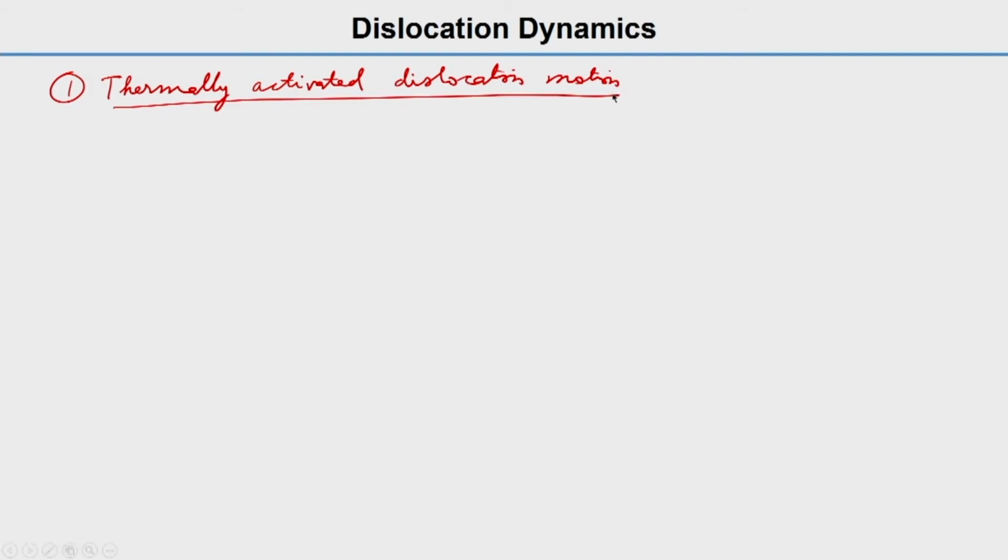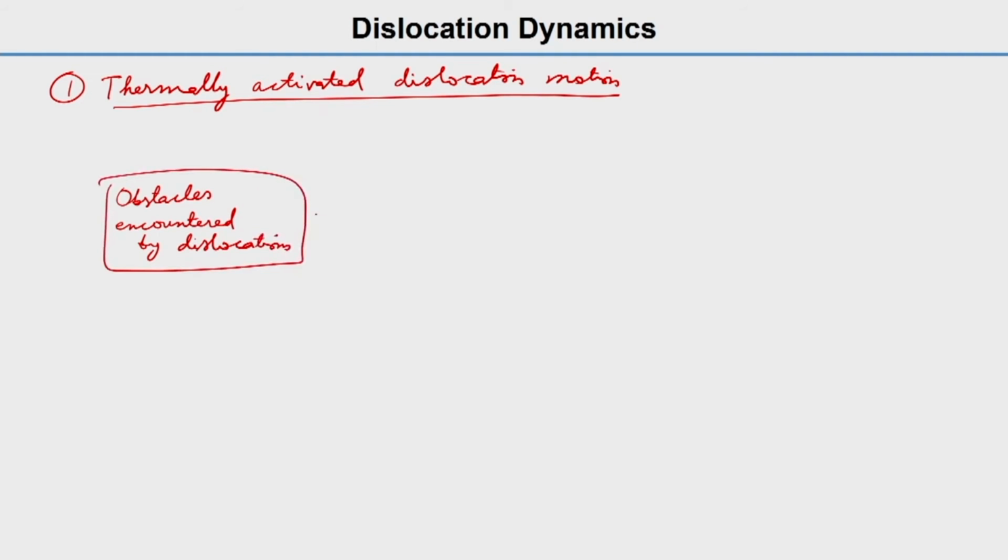thermally activated dislocation motions. So dislocations continuously encounter obstacles. So a dislocation needs to cross those obstacles to continue the plastic deformation. So you will see what are the obstacles encountered by dislocations. Okay, so we will see the first category is other dislocations.